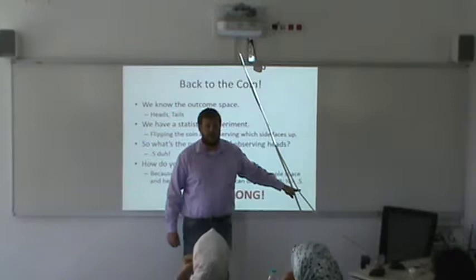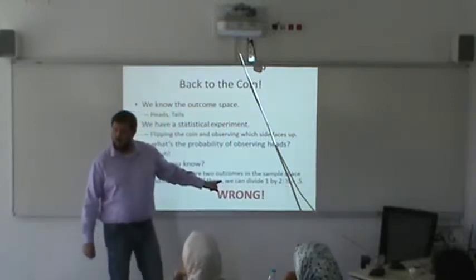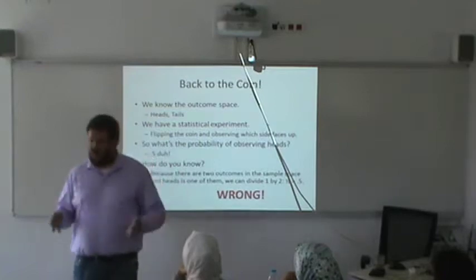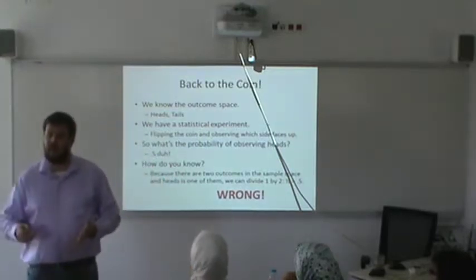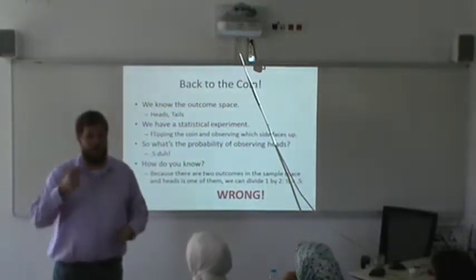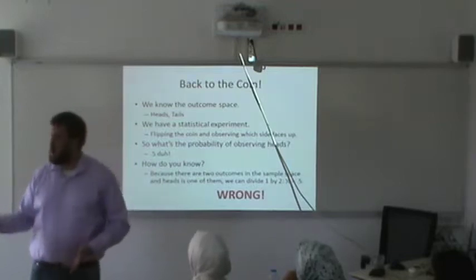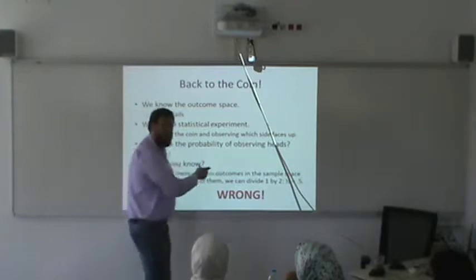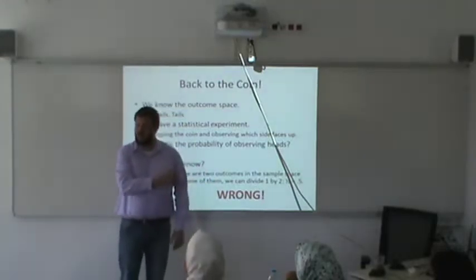0.5 is the right answer, but how we got to it here was wrong. It's not just knowing the number of outcomes that will allow you to compute the probability. You need to know how probable the different outcomes are to compute the probability. And we know that there are 2 equally probable outcomes here.